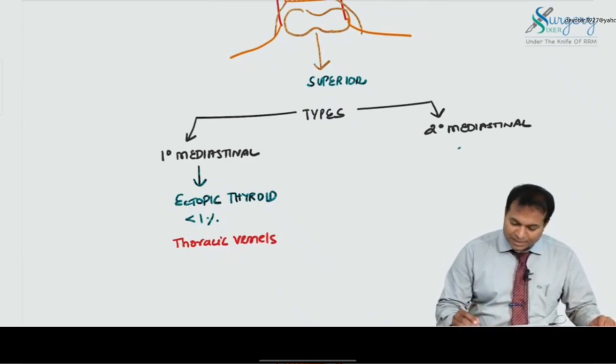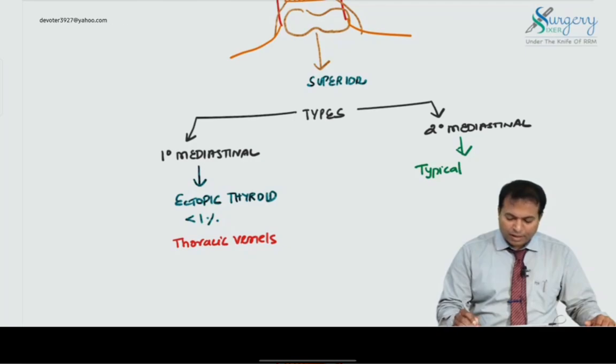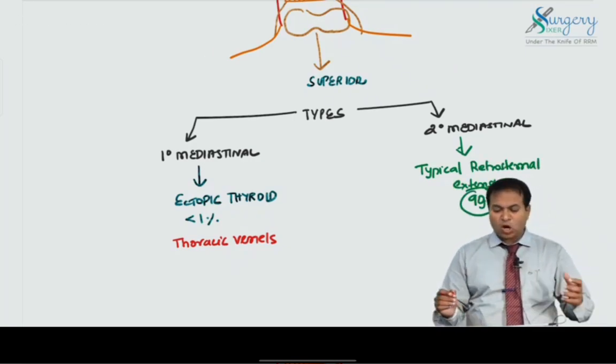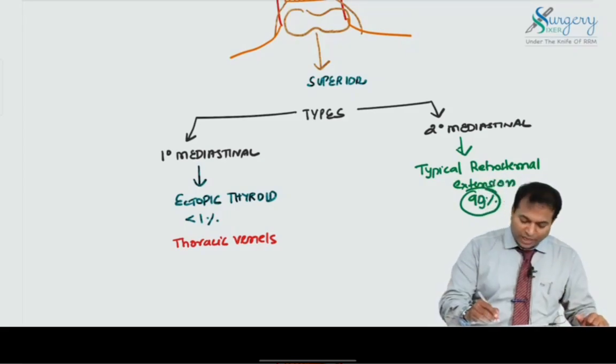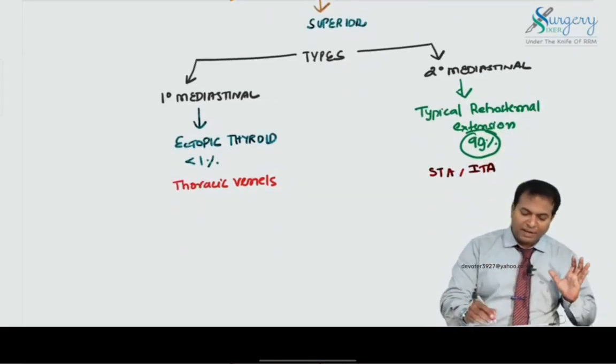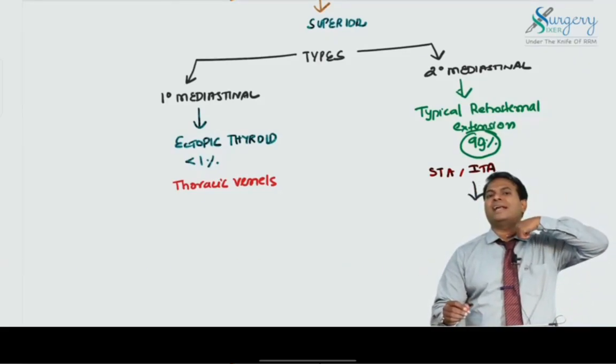Whereas secondary mediastinal goiter is an extension from the neck. It is a typical retrosternal extension, seen in around 99% of the patients. So the goiter we get is mostly a retrosternal extension of a neck goiter. Therefore, it receives blood supply only from the superior thyroid artery and inferior thyroid artery. So secondary mediastinal goiters are nothing to worry about. You can approach through the neck incision itself. By neck incision, you can put your finger inside and hook it out.